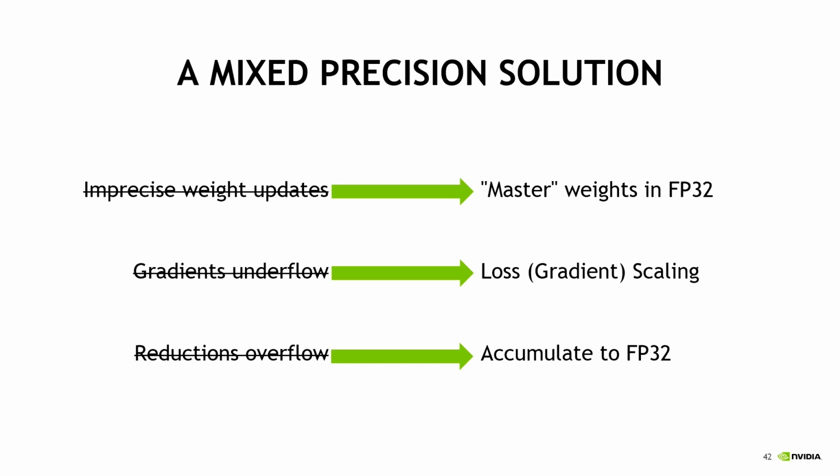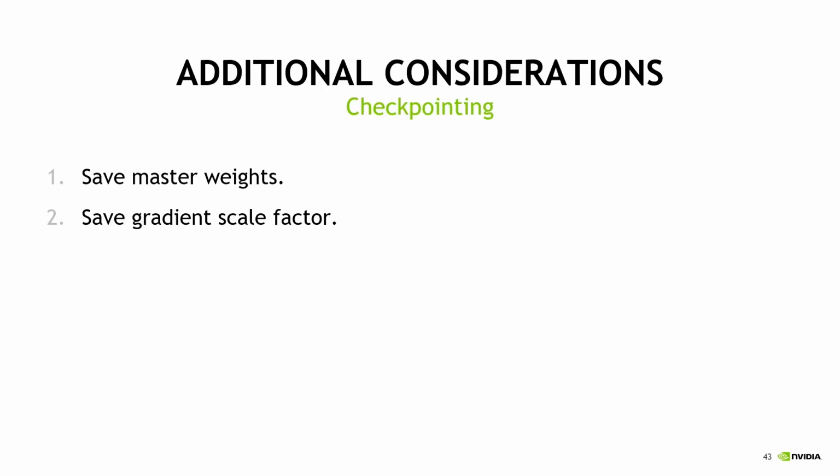So this is our total mixed precision solution that we're going to present to you here. We've taken care of the weight updates, the gradient underflows, and the reduction overflows. The other thing you should take into consideration, just as a practical matter, is that when you're creating checkpoints, you want to save the master copy of the parameters. If you only save your model, you'll only get the FP16, but you went to all the trouble of computing the FP32 master parameters, so you should save them. You should reload them in. And then you can also save the gradient scale factor, that loss scale factor that we were talking about.